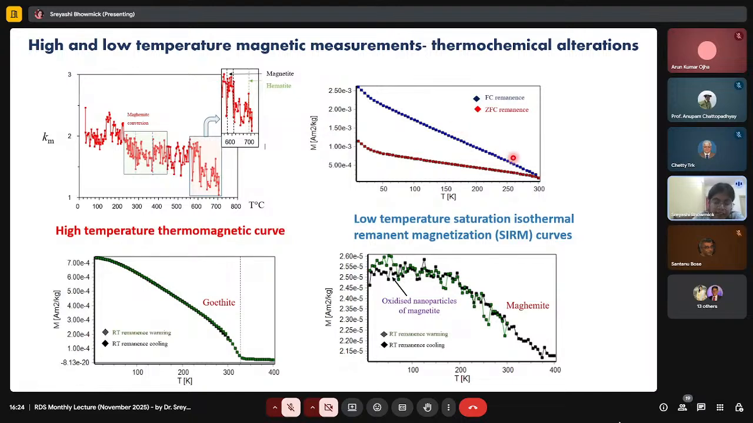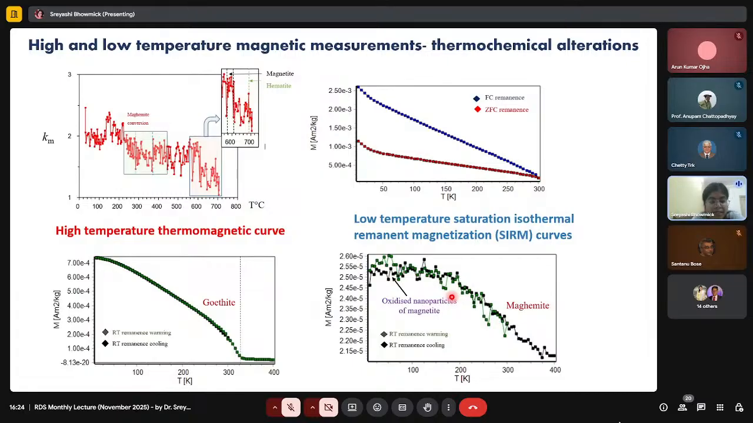Now, once we identified the goethite, we performed several cooling and warming cycles. And here you can see that with increasing temperature, close to room temperature, we can demagnetize the goethite. Now, the Néel temperature of goethite, for very fine grained goethite, is close to room temperature. So here it gets demagnetized. Once the goethite is demagnetized, we find the presence of maghemite and oxidized nanoparticles of magnetite.